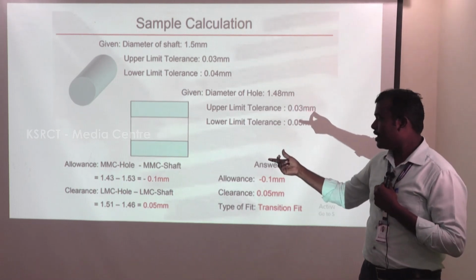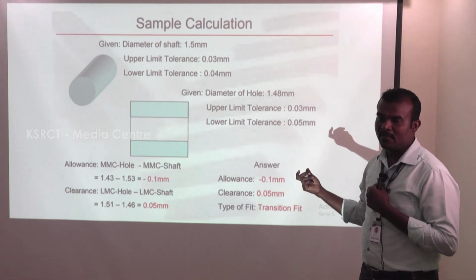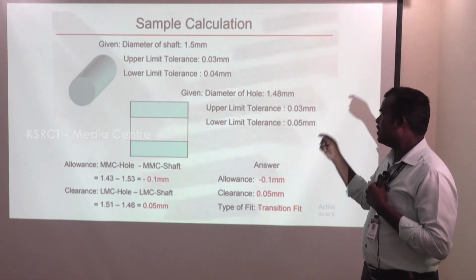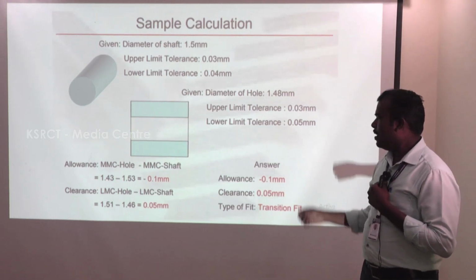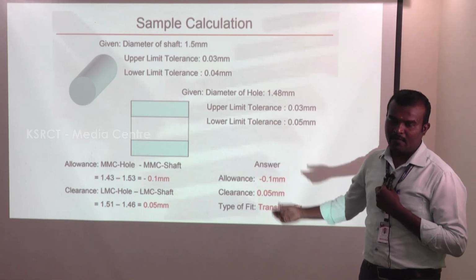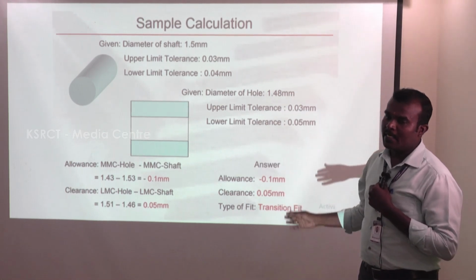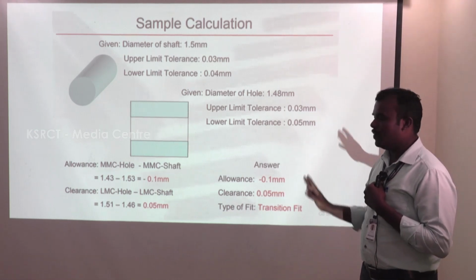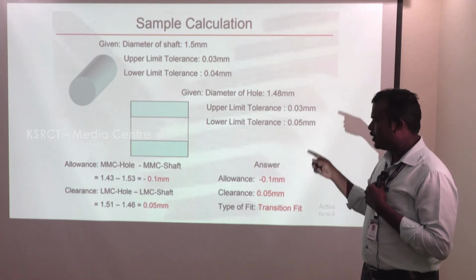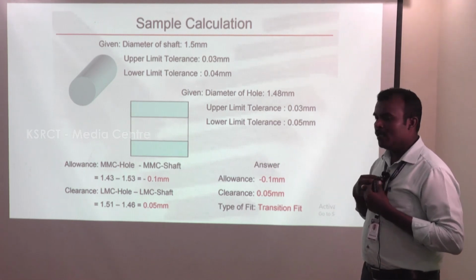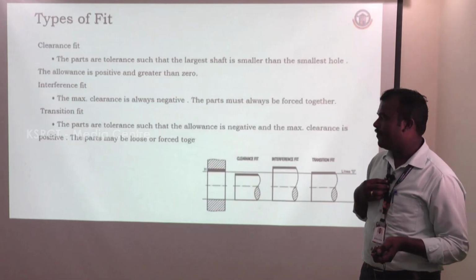So we have a calculation. The allowance is the maximum metal condition of the hole minus the maximum metal condition of the shaft. So the hole and the shaft: 1.43 and then 1.53. So the difference is 0.1. The clearance will be the reverse of that: least metal condition of the hole minus least metal condition of the shaft. So the difference is 0.05. So the allowance value is minus 0.1 and the clearance value is plus 0.05. So based on that we have to define which type of fit is suitable.